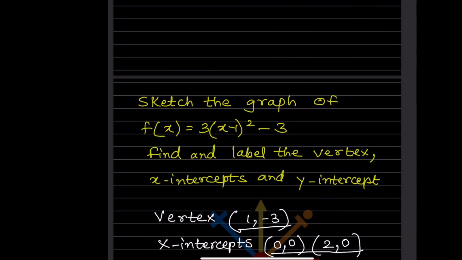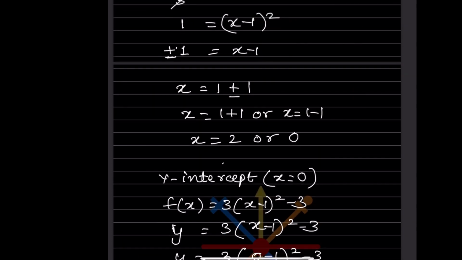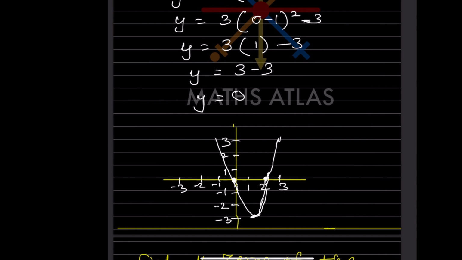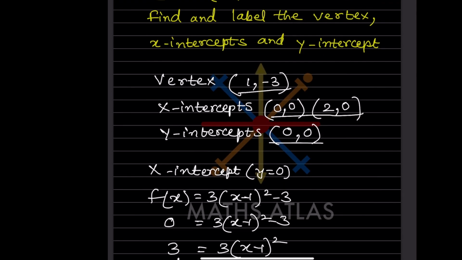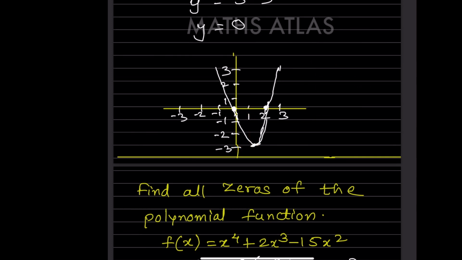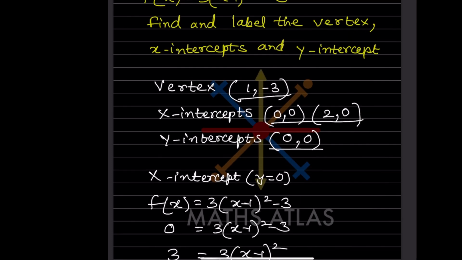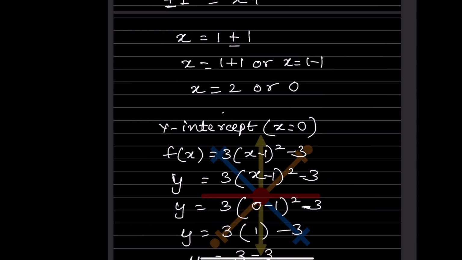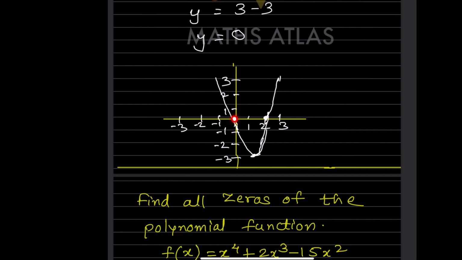And then they have asked to sketch it. Sketching means now you have got all the values. So what are the values? The vertex is (1, minus 3). So first the vertex: h and k means this is x and y, 1 and minus 3. So 1 is here on the x-axis and minus 3 is here. So the point is going to be here. And then you got the x-intercepts: (0, 0) and (2, 0).